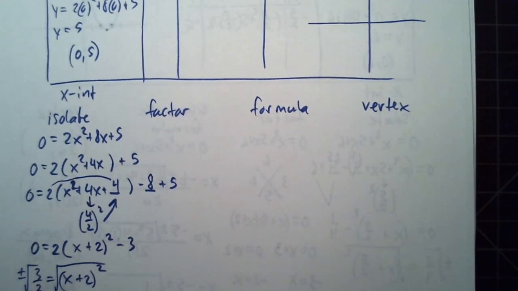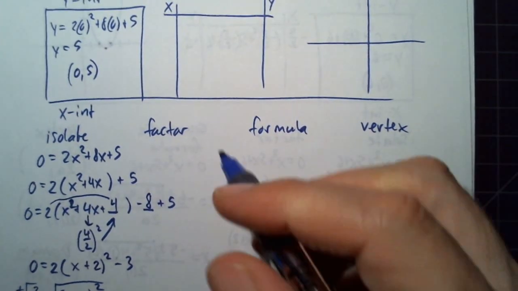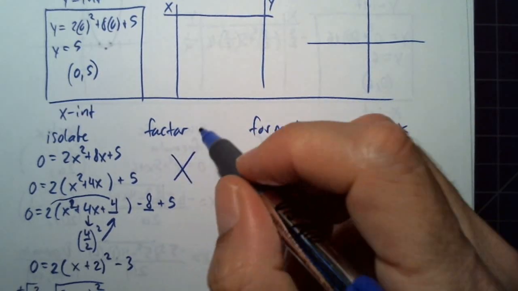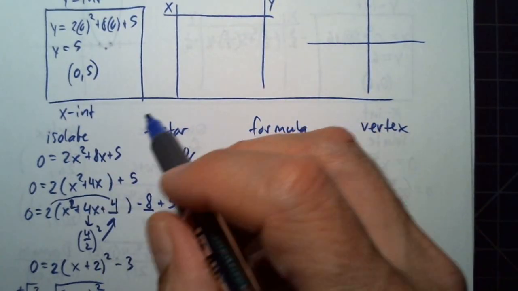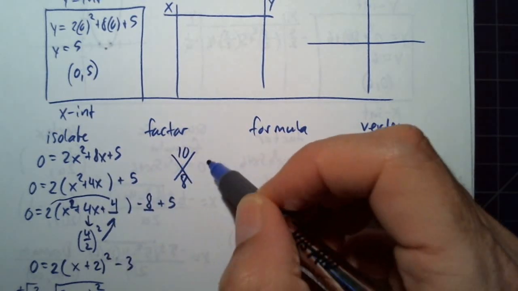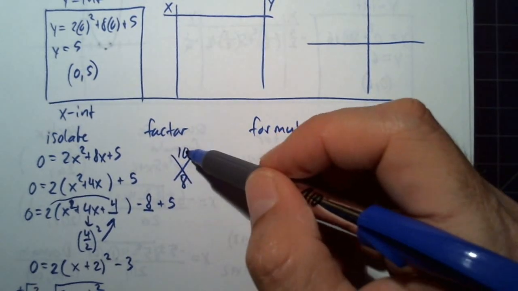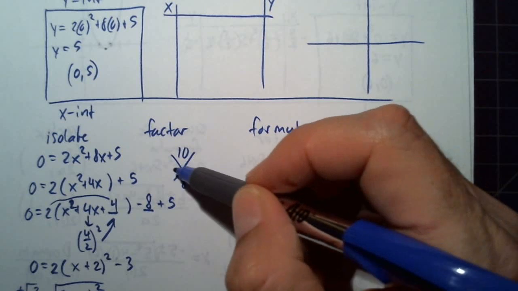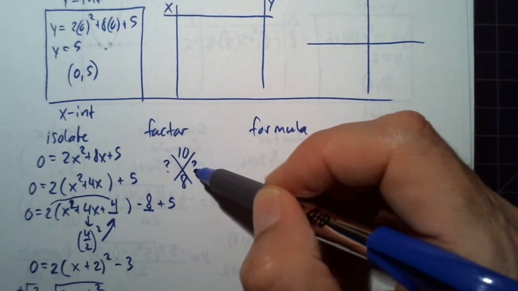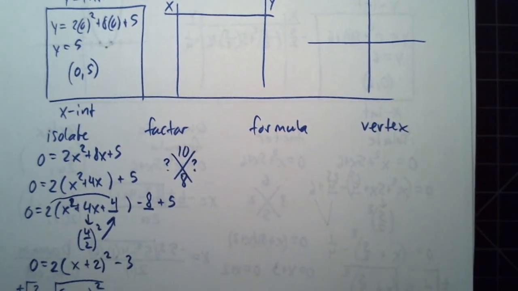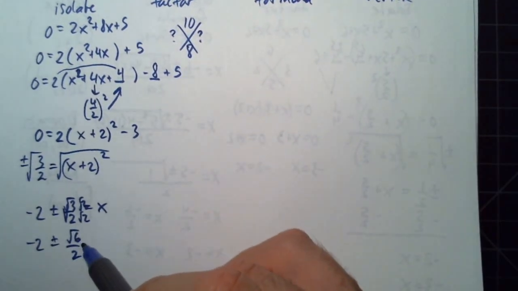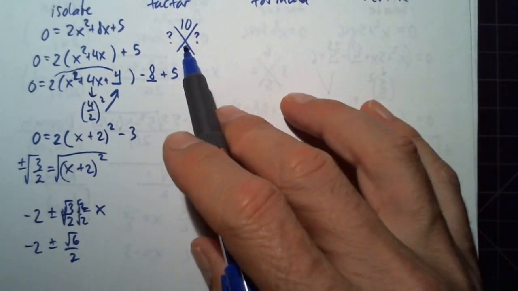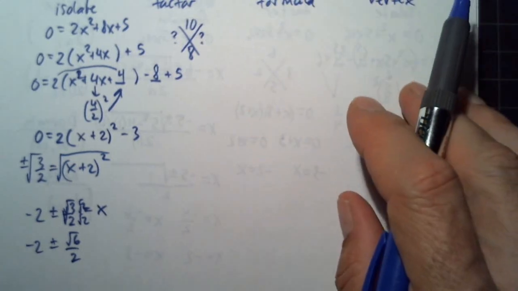Okay, factoring. Remember that if we're trying to factor this, we put a 10 here and an 8 there. And when you think of two numbers that multiply to get 10 and add to get 8, that's not going to happen because we have this radical down here. So we can skip factoring. We'll go to the formula.